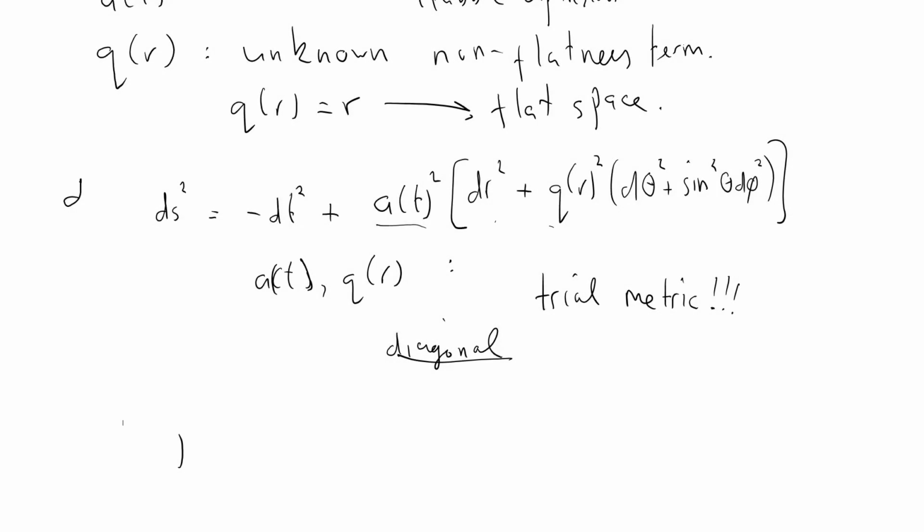General relativity, step by step. I've got this nice trial metric here, and what I want to do now is to try and pin down a of t and q of r, these two functions which appear in my trial metric, using physics. So that effectively means that I've got to solve the Einstein field equations, which I'm going to write down now just to remind ourselves what we're doing.